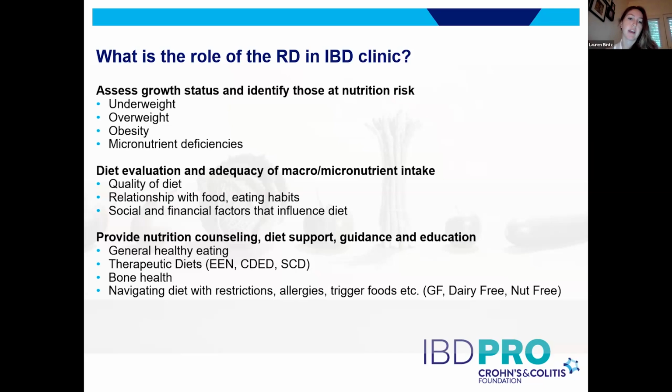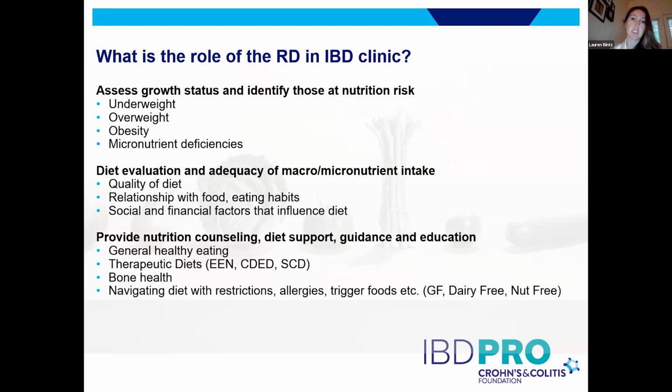I'm also looking at the social and financial factors that influence diet. So trying to probe families about, do they feel like they have enough money at home to buy food? Are there programs that they are involved in, SNAP, WIC, that's helping them to purchase food and have enough food at home for the family?